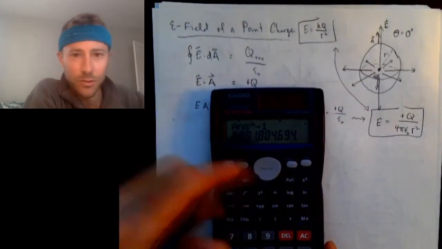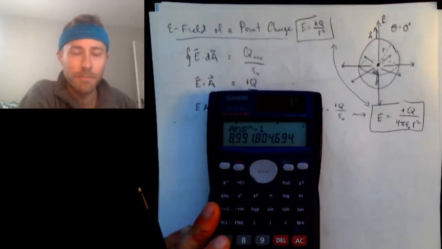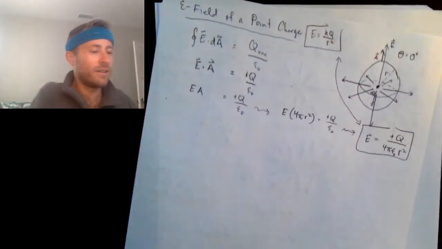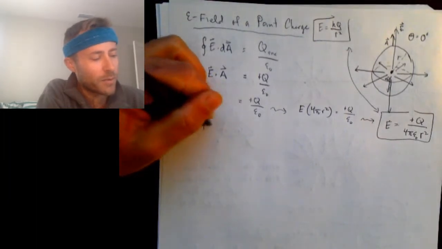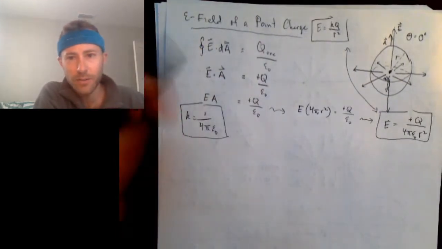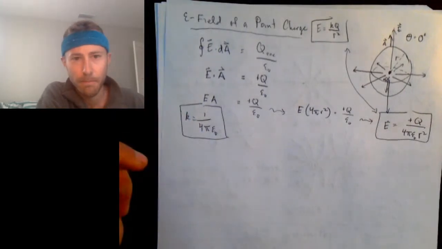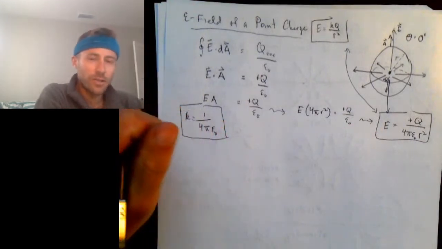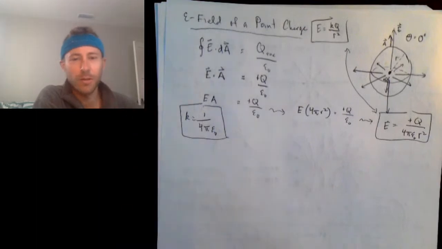Now I was rounding the value of epsilon naught. At any rate, what we have shown here is that K is actually equal to 1 over 4 pi epsilon naught. And in fact, if you're doing more advanced physics, you don't use K at all. You just use epsilon naught. Jackson electrodynamics, for example, has no mention of K. You just use 1 over 4 pi epsilon naught.